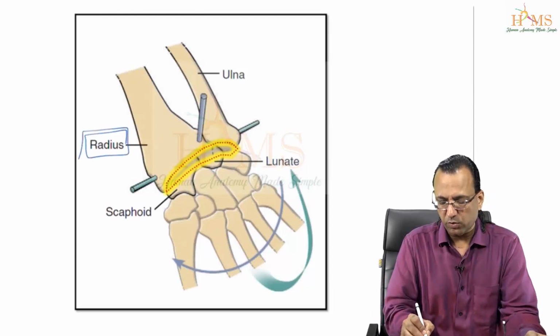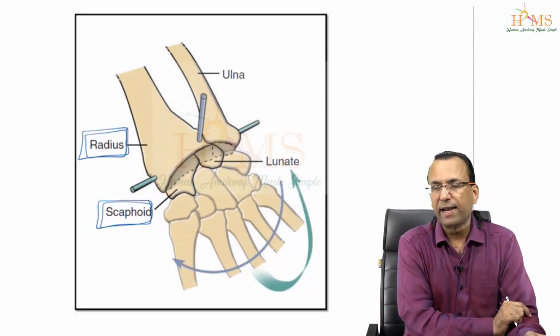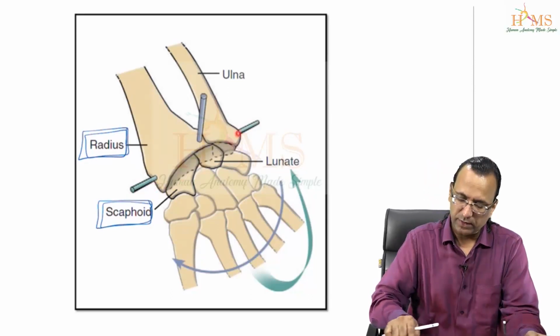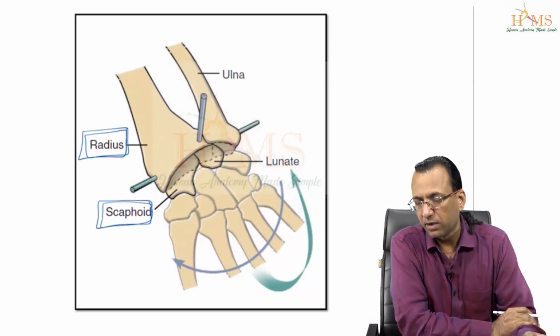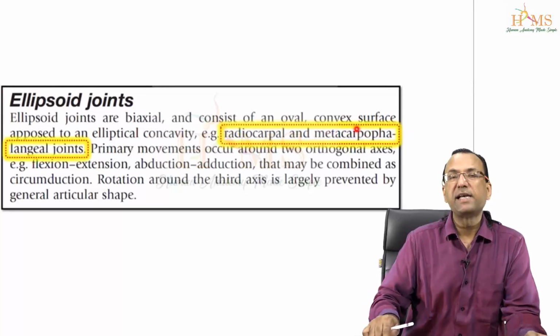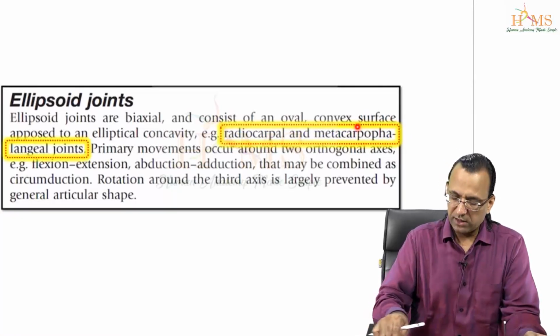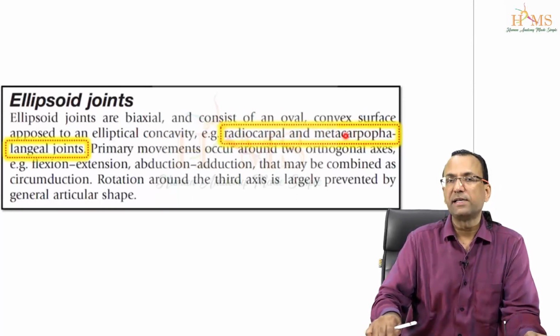It is between the radius bone and the carpal bone. So, it is called the radiocarpal joint and it has an elliptical articular surface. That is why it is called an ellipsoid synovial joint. And also even the metacarpophalangeal joint, the knuckle joint. This is Gray's anatomy telling you that the radiocarpal wrist joint and the metacarpophalangeal joint, the knuckle joint, are also ellipsoid.